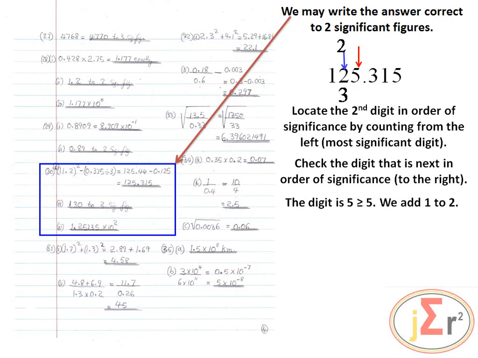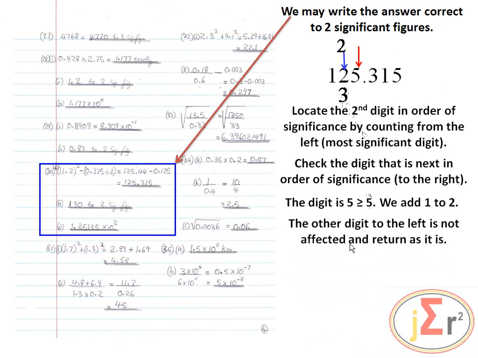Any digit in the position of the one next in order of significance to the digit in question, if that digit is 5 or more, we add 1 to the digit in question. So 1 plus 2 is equal to 3. And the other digit to the left is not affected and returns as it is.